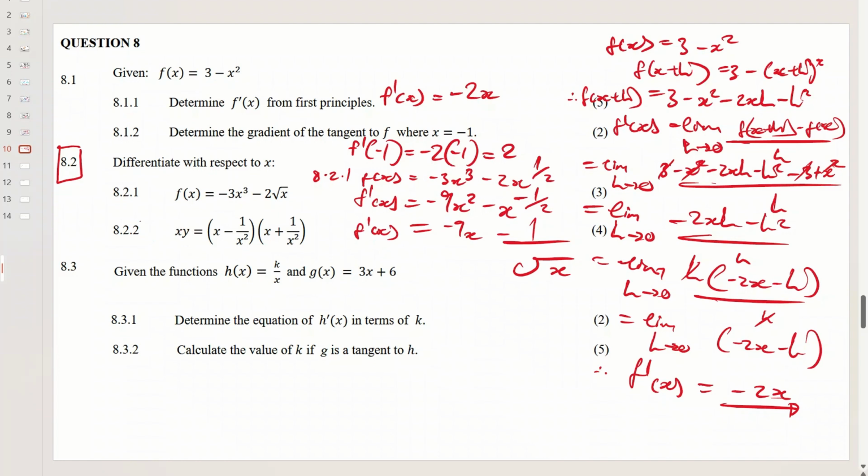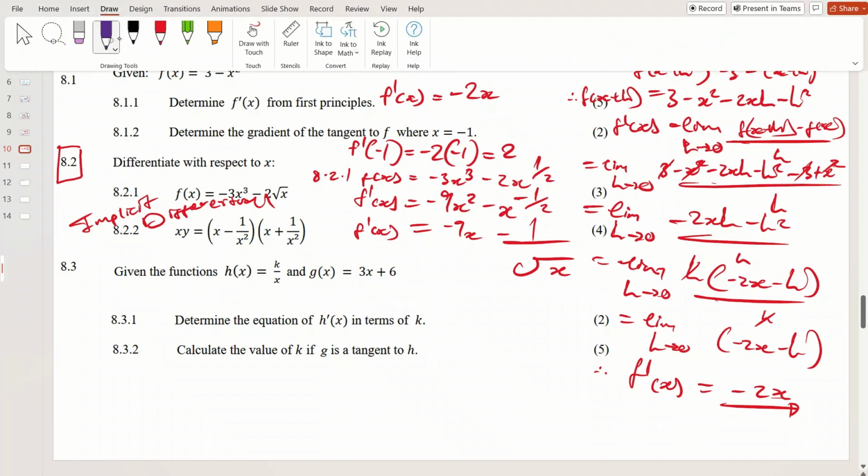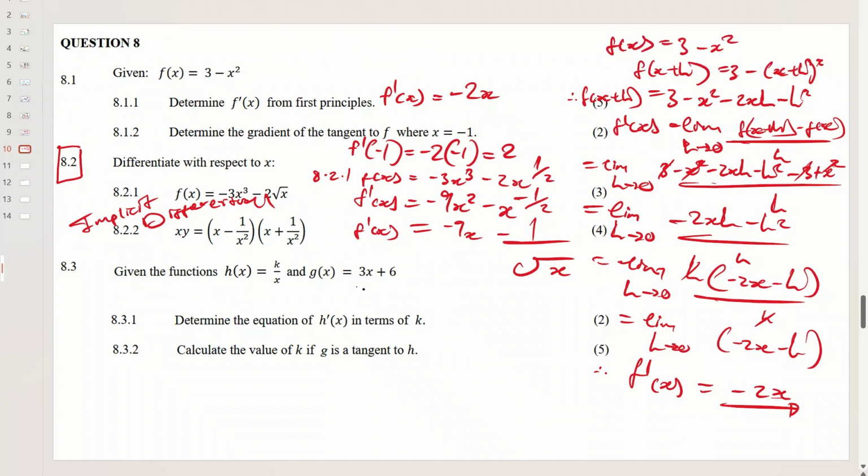So now, whenever you see x and y in the same place, guys, that's called the implicit differential, meaning that you have to make y the subject of the formula. How do you make y the subject of the formula? You are going to divide both sides by x to make y the subject of the formula.